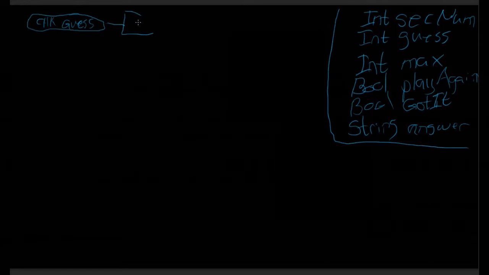We get passed in the guess, the secret, and the Boolean of got it. So that's what we're passing in. And the first thing we want to do is check if guess is, let's just start with less than.